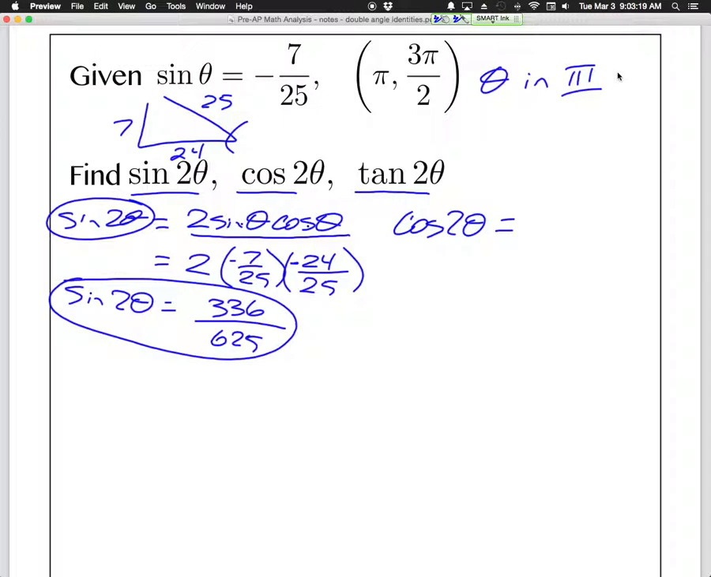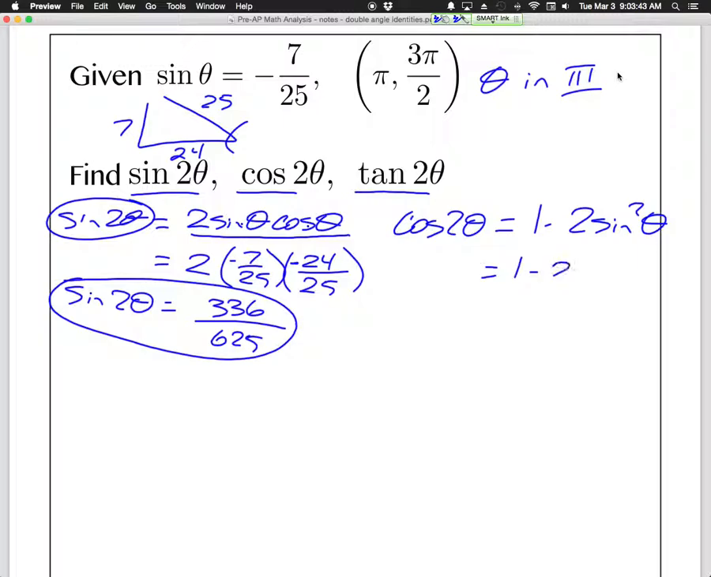1 minus 2 sine squared, that's an excellent choice. Why? Because we have sine, so we can then just square that. Very good. Perfect. So I want to choose 1 minus 2 sine squared because they gave me sine. And all I have to do is plug it in and evaluate it.